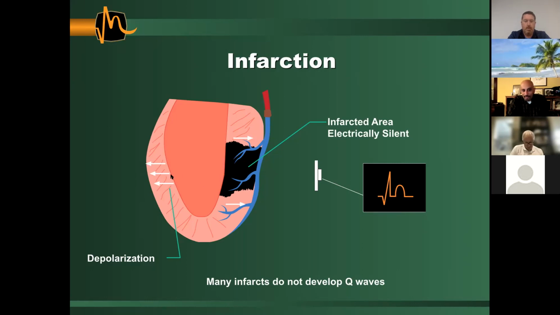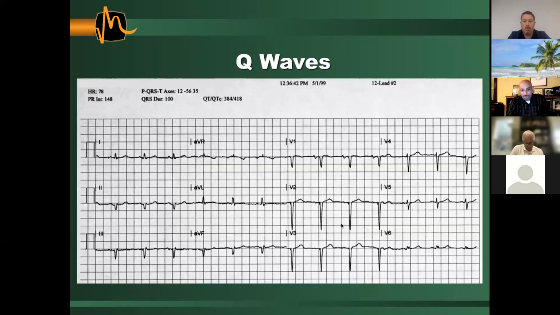So depending on how big the infarction is, depending on where your lead is, depending how much heart muscle you have on the opposite side, you may or may not see a Q wave, but that's what a Q wave is from. It's from this window, and you're looking through to the other side. This idea of looking through to the other side is the same thing that gives us reciprocal changes. So we'll talk about that in a second.